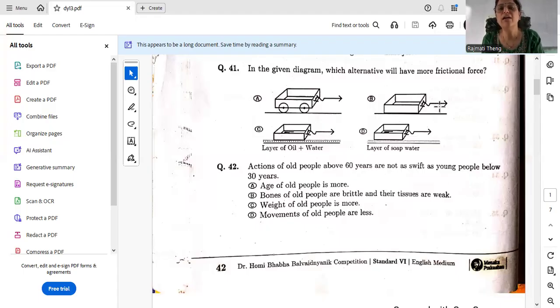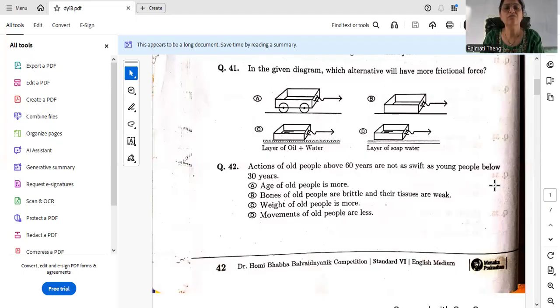In the given diagram, which alternative will have more frictional force? The car shown in B has more frictional force and the others have less frictional force. So the correct option, that is option B.